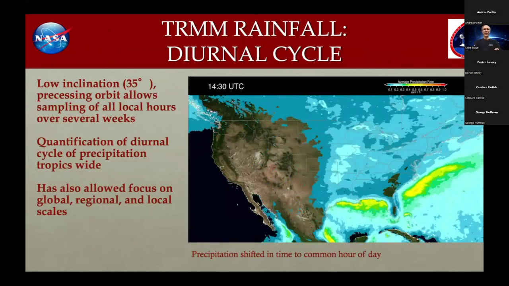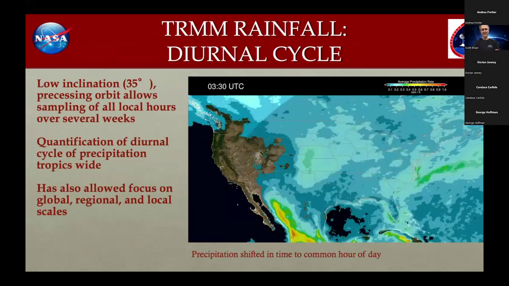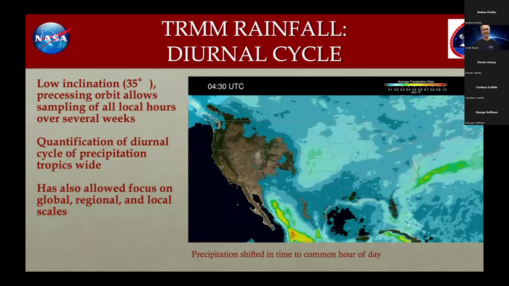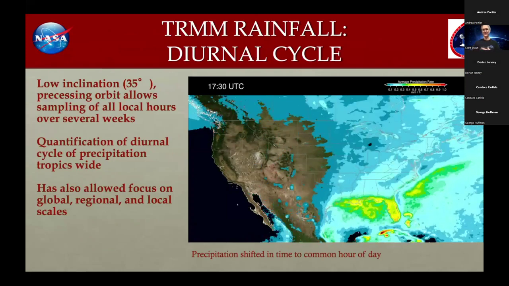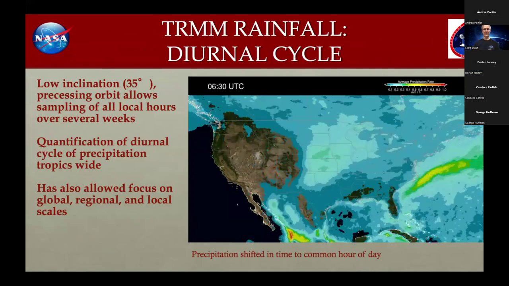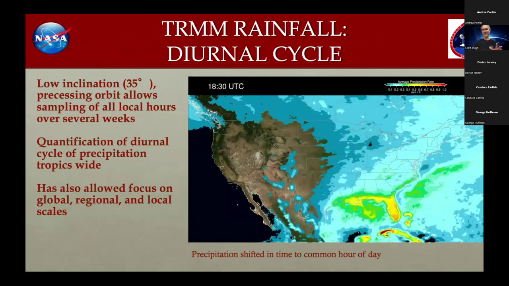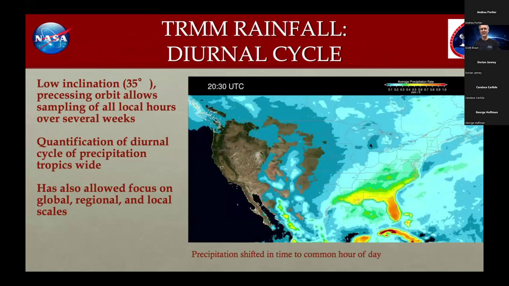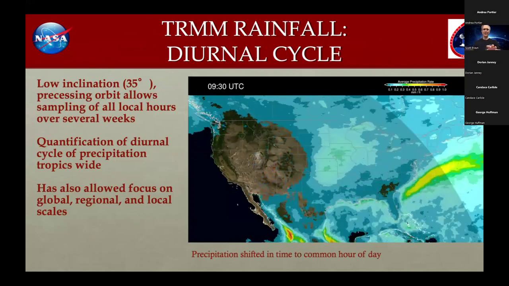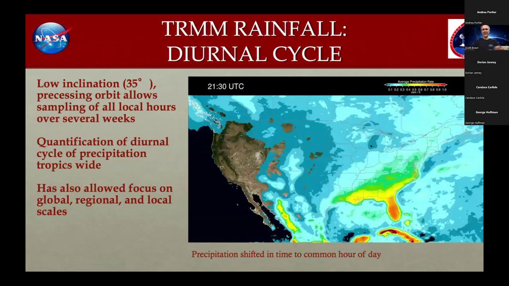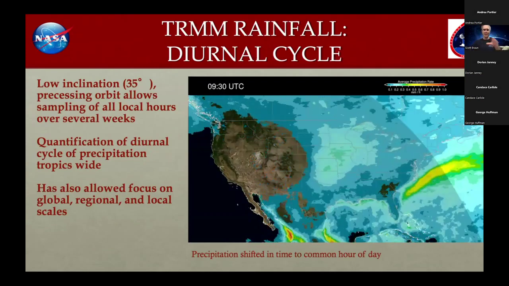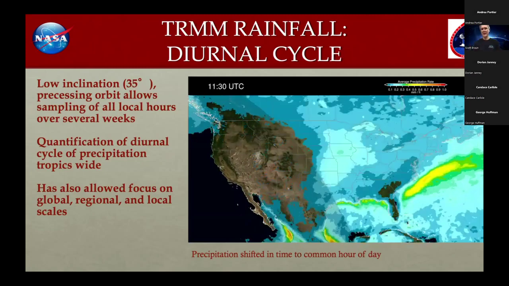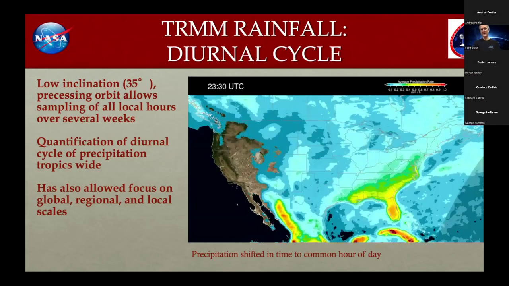Now, TRIM flew in a 35-degree inclination compared to GPM's 65. That meant that we cycled through all the times of the day in about 45 days, so a much faster time frame. And with 17 years of data, we could define the diurnal cycle of convection quite easily. And this animation shows the diurnal cycle as represented as if it was the same time of day everywhere. So times were shifted in order to have each frame represent a fixed time. And what you're seeing is then how the precipitation is varying over the day.